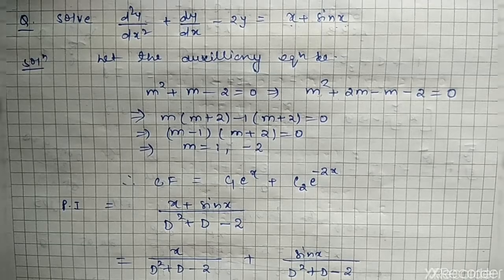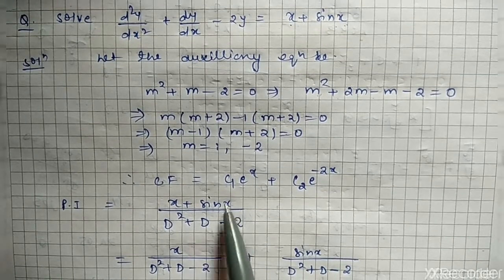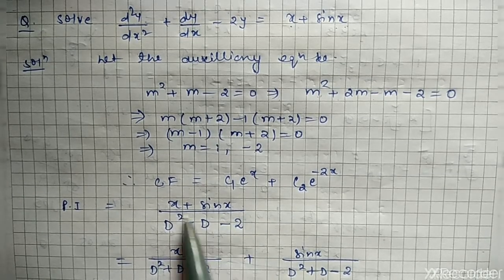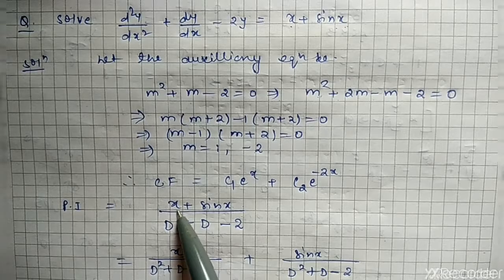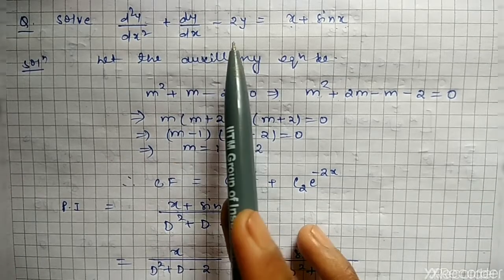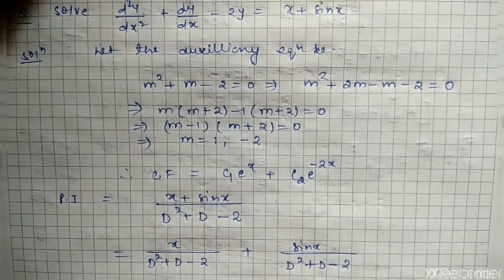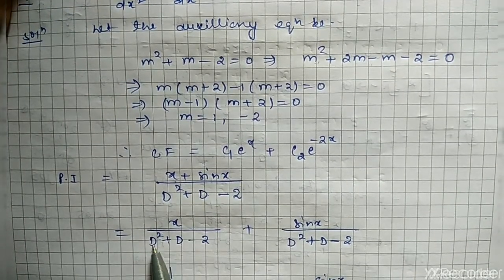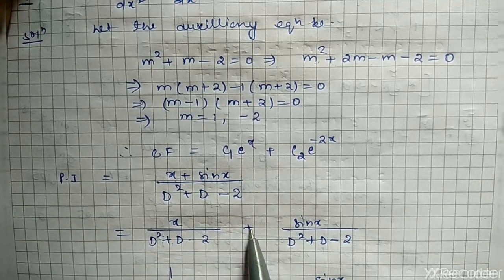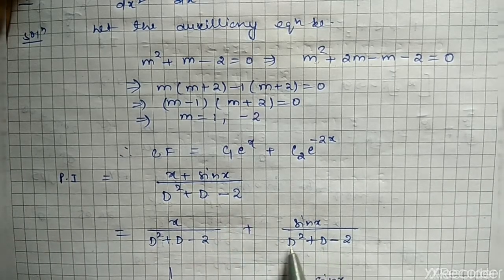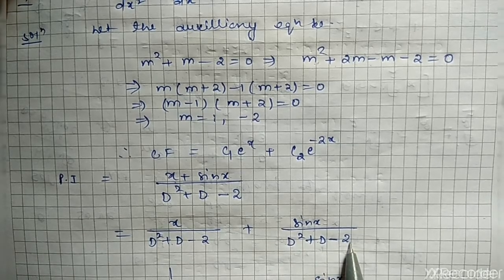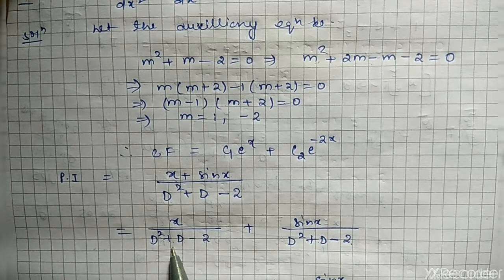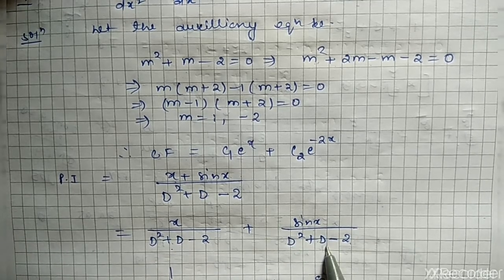Since it is a combination of the two functions, algebraic and trigonometric, first we take both together at a time and we write x plus sin x divided by d square plus d, for dy by dx, and then minus 2. Thereafter, in the next step we just separate this function. So we will write x divided by d square plus d minus 2, and then plus sin x divided by d square plus d minus 2. By separating these two functions, here we will apply the rules for the algebraic function and here we will apply the rules for the trigonometric function.